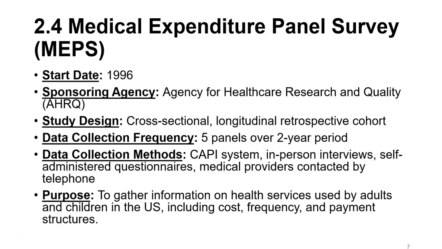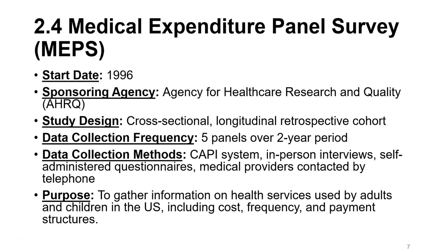The data collection frequency is a little bit different than the NHIS because it includes 5 different panels from one person over a 2-year period. Each person has data collected from them 5 times over that 2 years. Another interesting fact about the MEPS is that the sample is a subsample of the previous year's NHIS, so data are collected using a computer-assisted personal interviewing system like the NHIS, which includes in-person interviews among individuals' households.